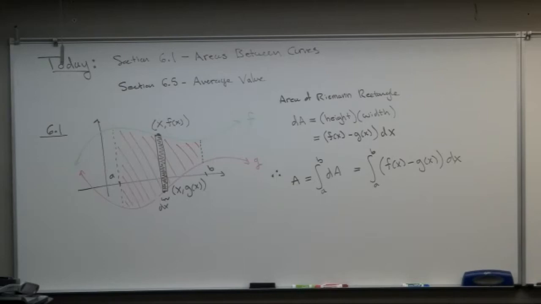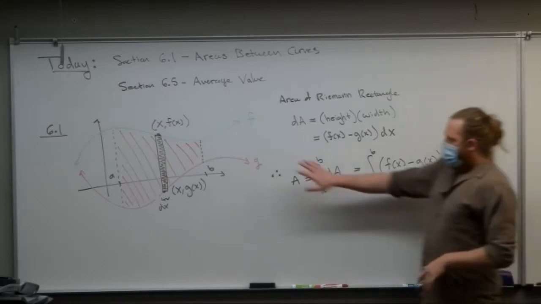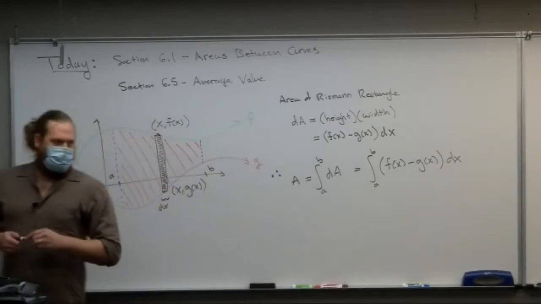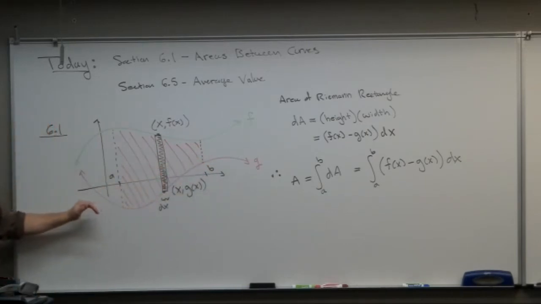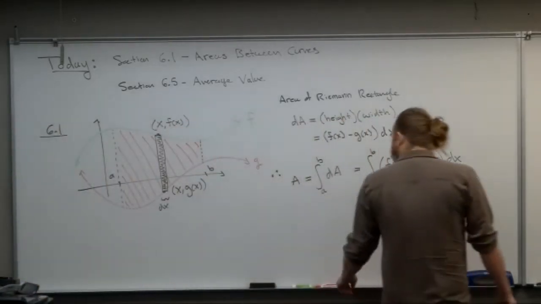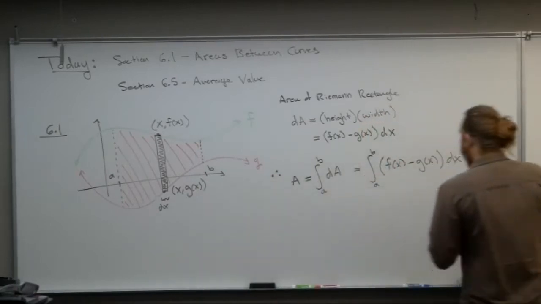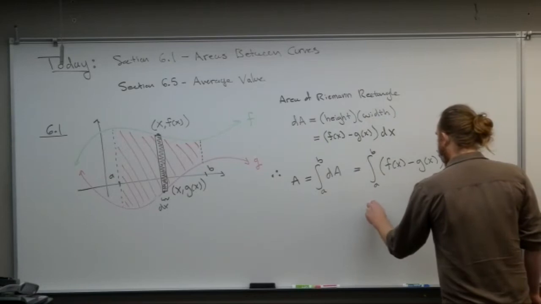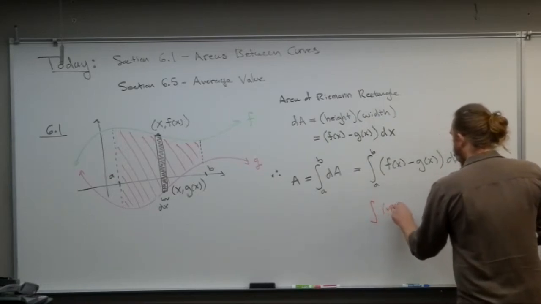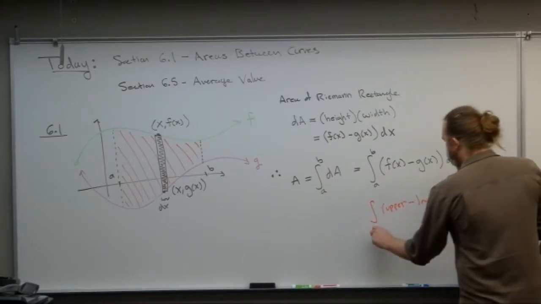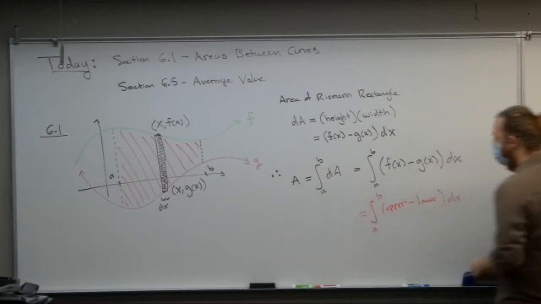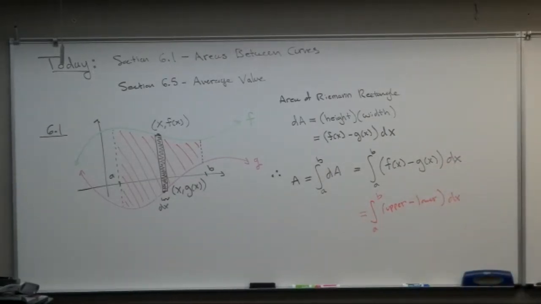There's one other little catch here. In this picture, I've made some simplifying assumptions. I've assumed that the green function is always above the pink function. And we know that's not the case, right? Many functions are capable of intersecting and swapping places. So the mnemonic that you want to remember is that you integrate the upper minus the lower from a to b. And really, this is the way I think of it when I go to set up these problems.